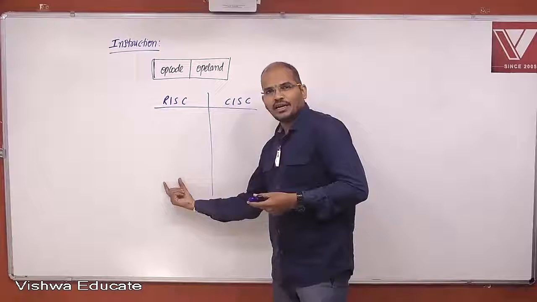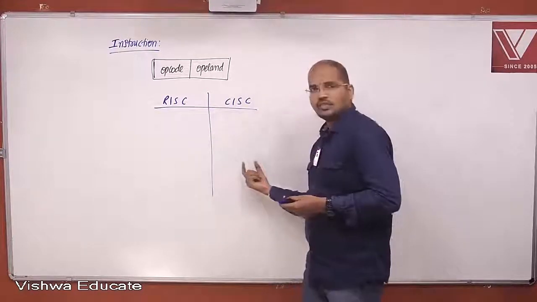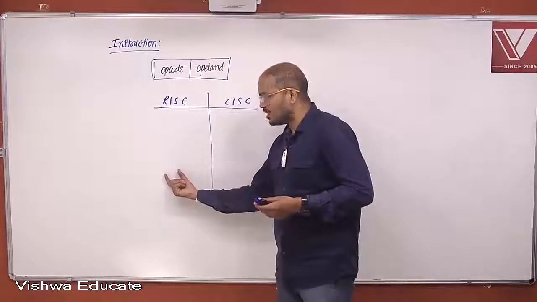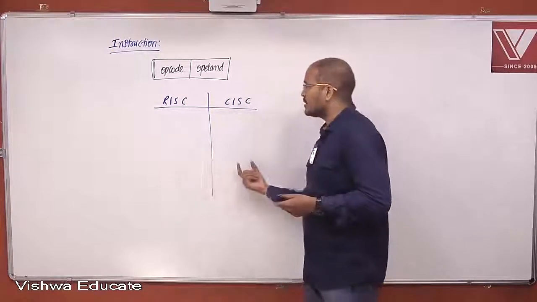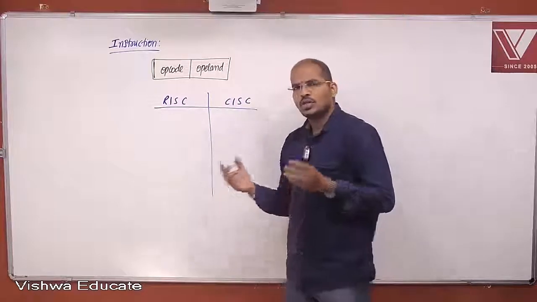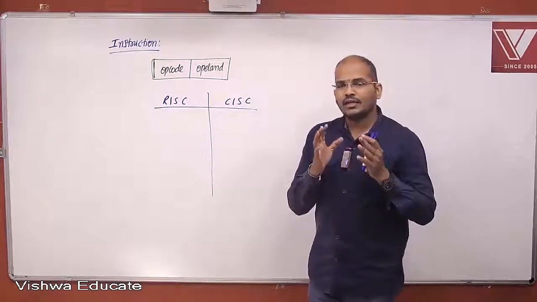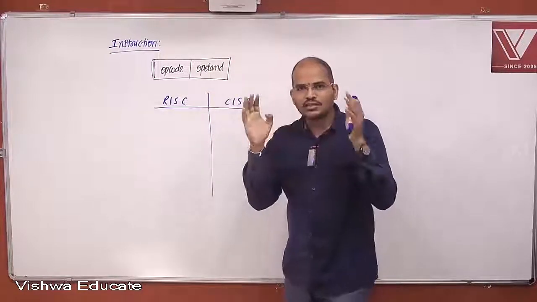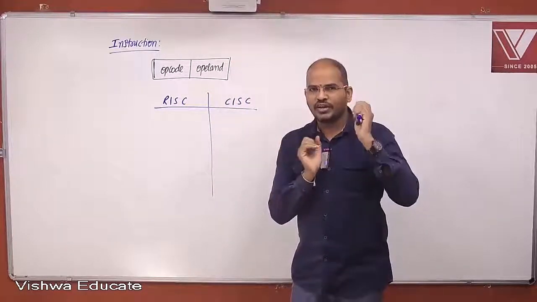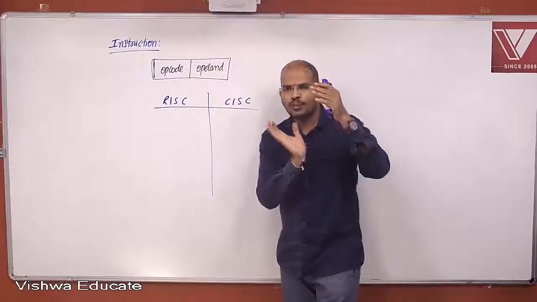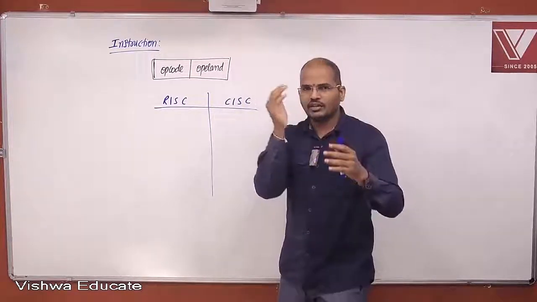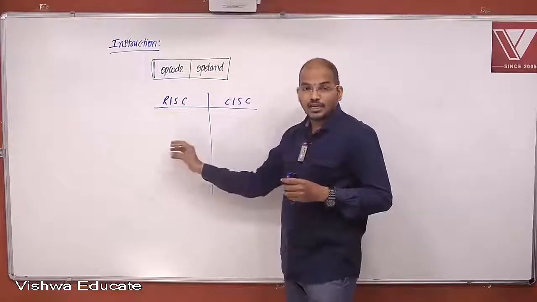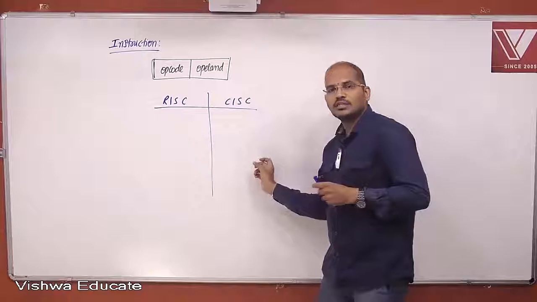RISC machines are less flexible or compatible when compared to CISC machines. They are less flexible because you can handle only data that can be stored in registers. As the register size and count is confined, you can handle things only up to a particular level. Beyond that, you cannot use it. So RISC based machines are less flexible when compared to CISC based machines.